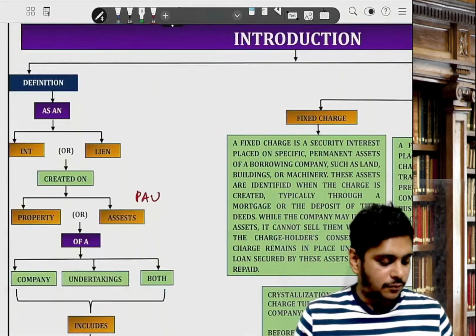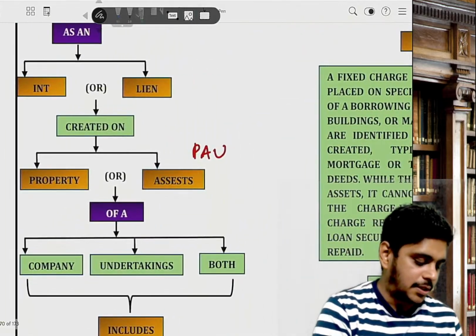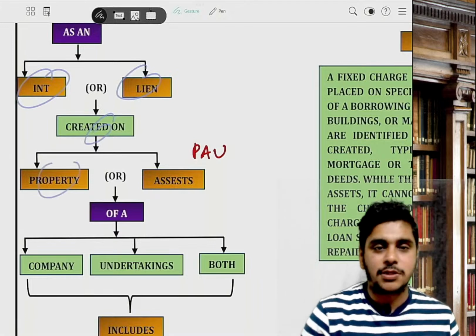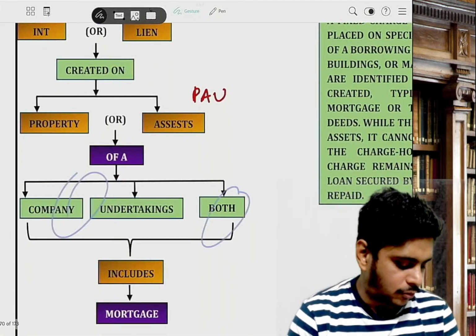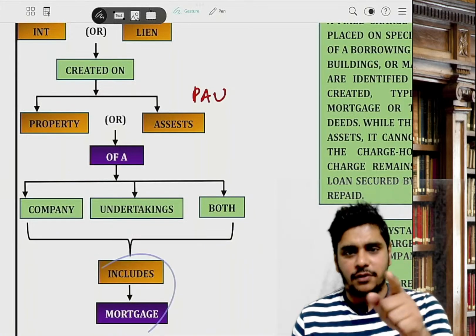Let's talk about first, what is a charge? Charge basically means any interest or a lien created on a property, asset or undertaking of the company or both, and it includes a mortgage. This is the definition of charge we have written in the notes.